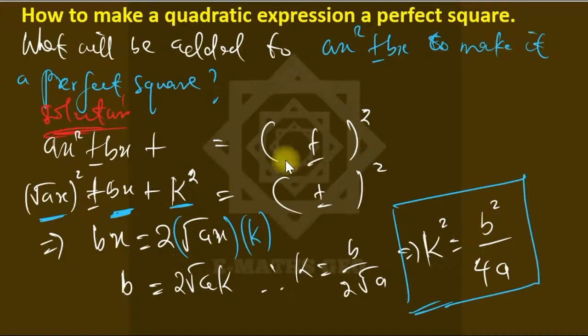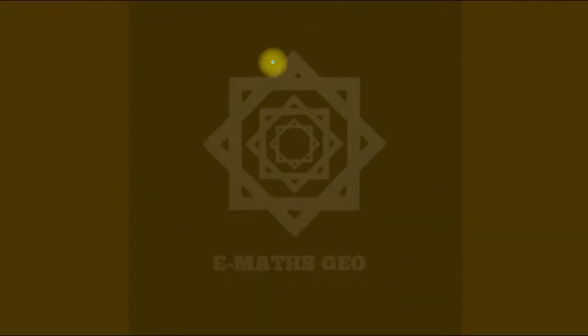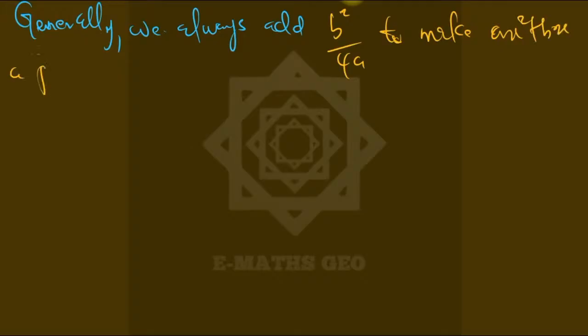Now, to complete it, generally, we always add b squared over 4a to make ax squared plus bx a perfect square. So that's the one thing.